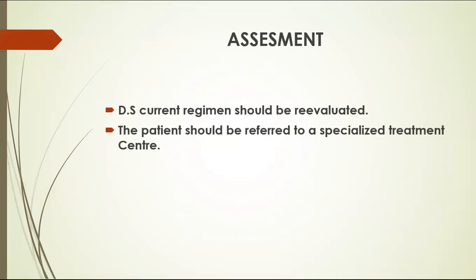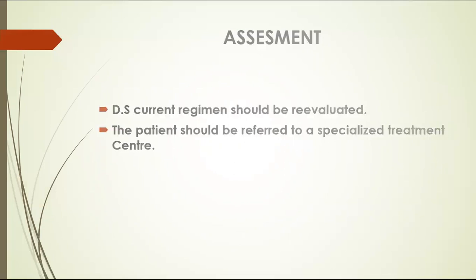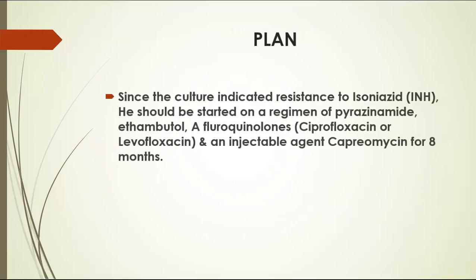Assessment. DS's current regimen should be re-evaluated. The patient should be referred to a specialized treatment center. Plan. Since the culture indicated resistance to isoniazid, he should be started on a regimen of pyrazinamide, ethambutol, and fluoroquinolones, which can be Cipro or levofloxacin, and the injectable agent capreomycin for 8 months.